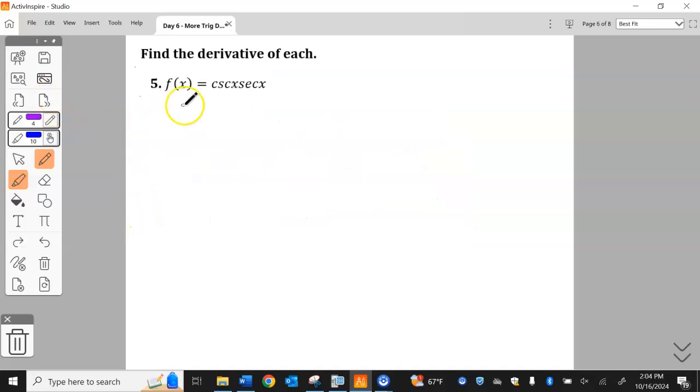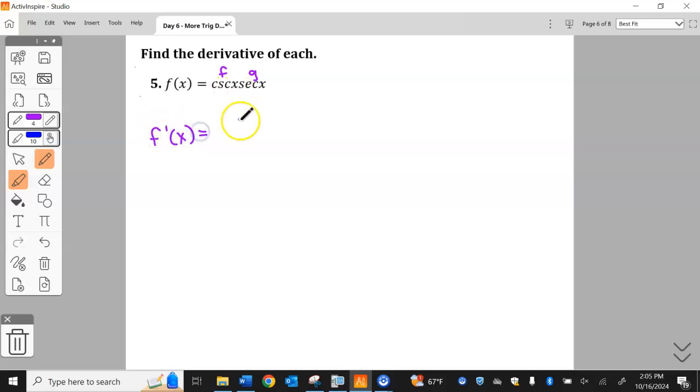Then if we look at our next one, I have secant times cosecant. Since you have an x times another x, we're going to do, again, the product rule. There's no way to combine these. Even if we used our reciprocal functions, you would still have a trig function times a trig function in the denominator.